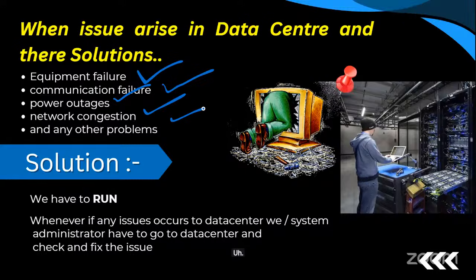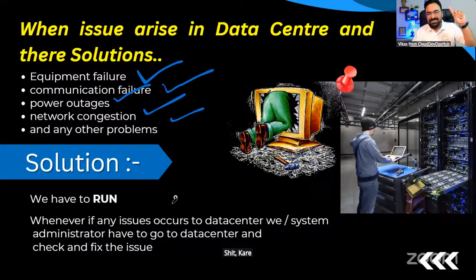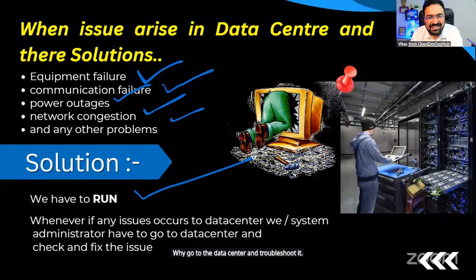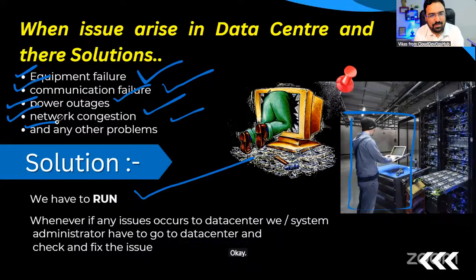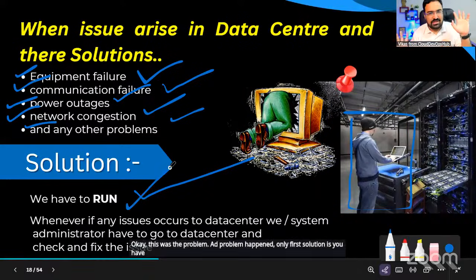We have to visit the data center and we need to look there itself. Correct. The very first step, brother, is to go to the data center and troubleshoot it. Correct? Yes, no. Physical presence in the data center is required. Right, 24/7 we have to maintain power, maintain communication, and so many things, man. Okay, this was the problem. Any problem that happens, the only first solution is you have to go to the data center. Okay, cool.